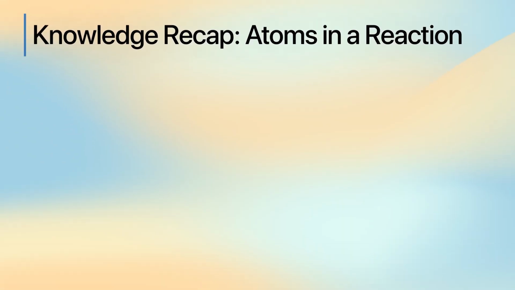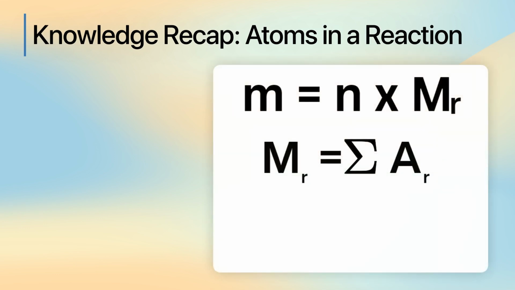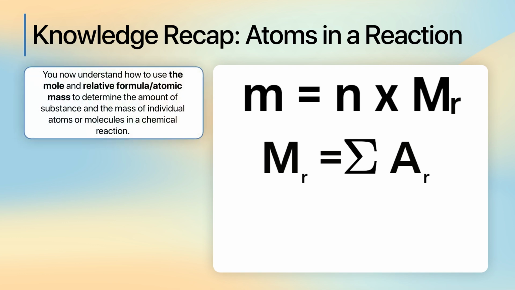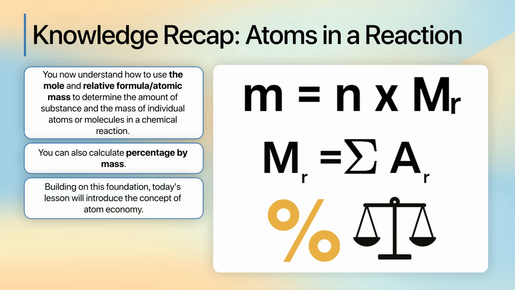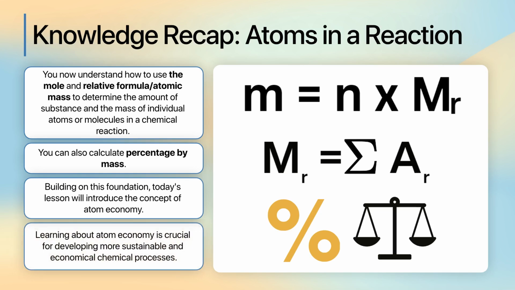So far, we've covered the fundamental concepts of the mole and relative formula, or atomic mass. You now understand how to use these concepts to determine the amount of substance and the mass of individual atoms or molecules in a chemical reaction, and you can calculate percentage by mass. Building on this foundation, today's lesson will introduce the concept of atom economy. This new idea will advance our chemical understanding by helping us evaluate the efficiency of chemical reactions, not just in terms of yield, but also in terms of how well we utilize the starting materials. This insight is crucial for developing more sustainable and economical chemical processes.